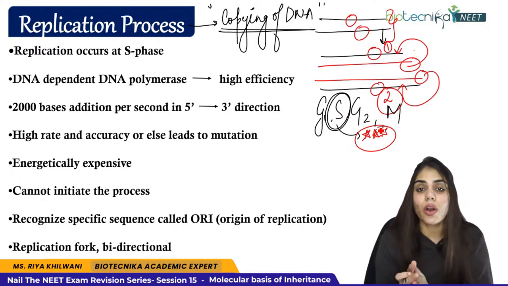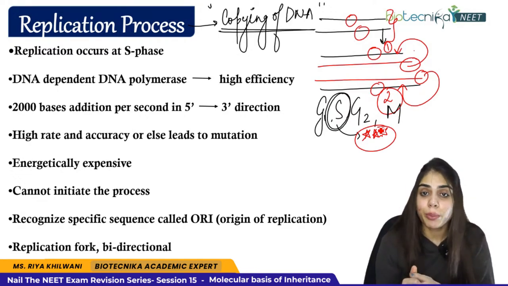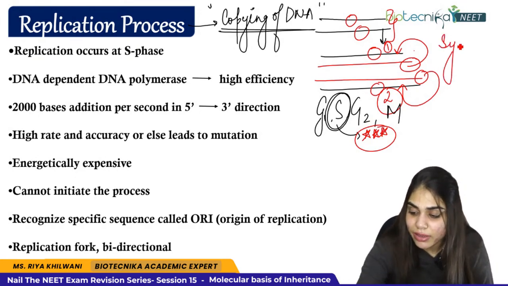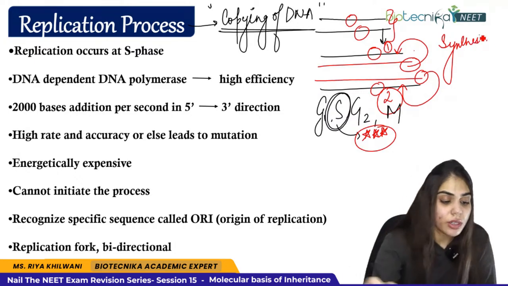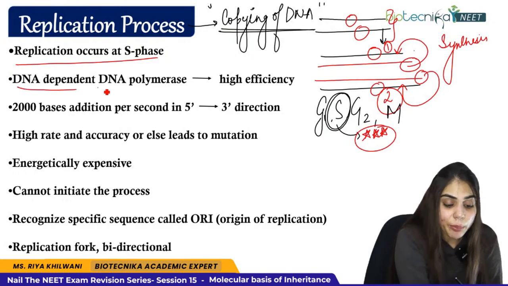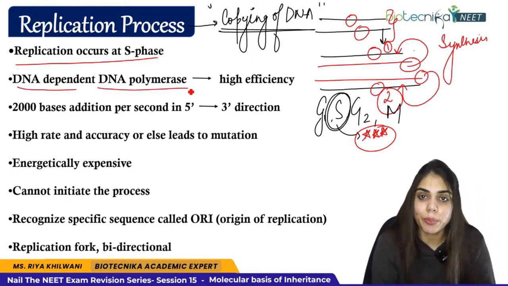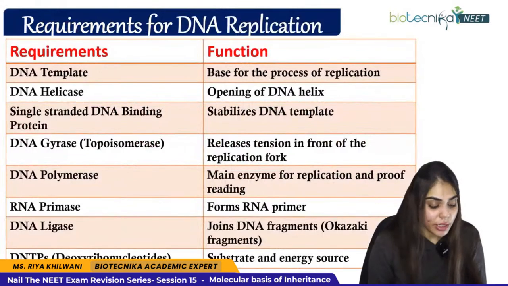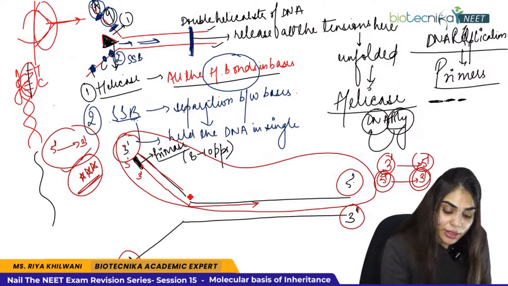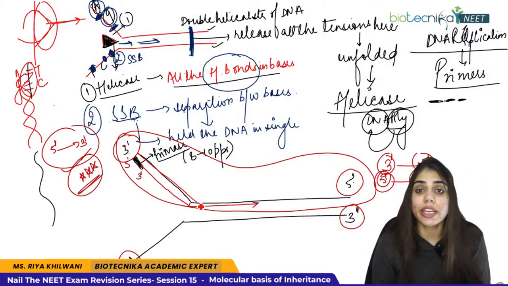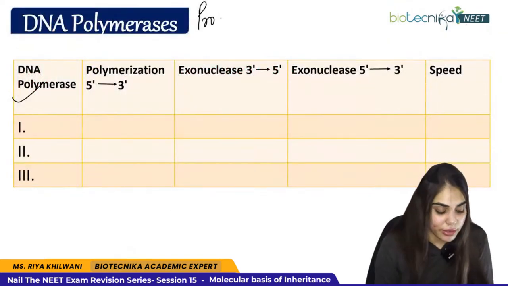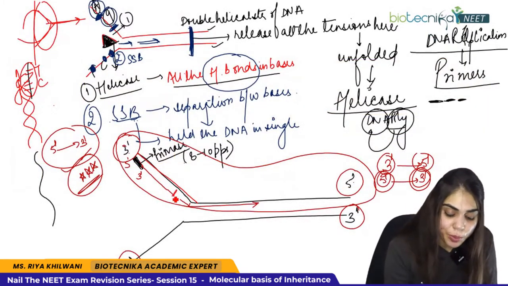phase. And why has it got the alphabet S phase? Because here occurs the synthesis of DNA, and just because of the synthesis, it is called S phase. So replication occurs at the S phase. It occurs with the help of DNA-dependent DNA polymerase. Why DNA-dependent? Because DNA polymerase replicates, but it requires DNA as a template. Why DNA? Because it takes the help of a parental strand, also called the template strand. And that is how the DNA is synthesized.